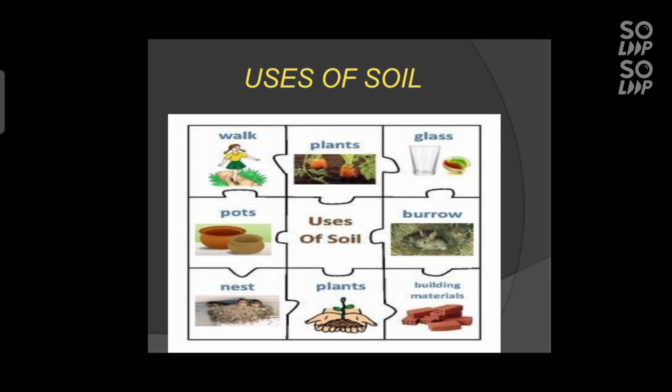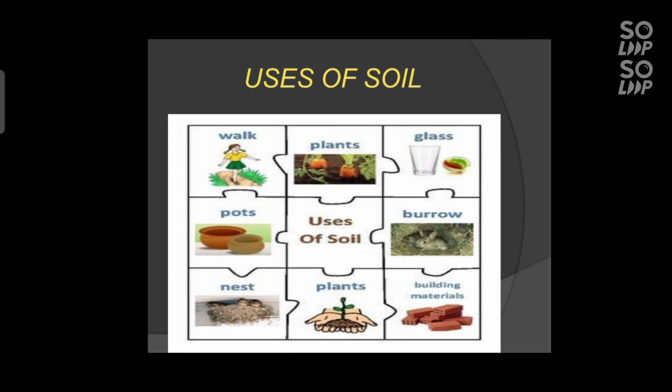Now the uses of soil. Soil is very important for plants and animals. Let us know some uses of soil. So first of all, we are walking on it. We are walking on the path, and it is also made from the soil.